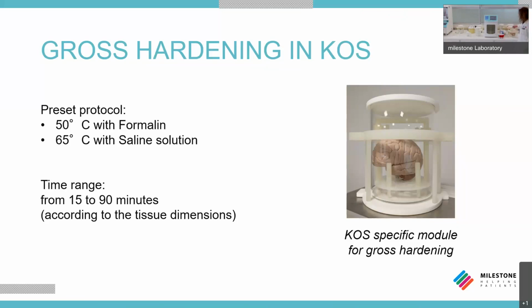In the slide, you can see the picture of the specific module that we use for gross hardening application. And also here with me, in my hand, you can see the module to perform the gross hardening. As you can see, the tissue is put in this kind of module, and always on the bottom side of the rack, we have the magnetic stirrer. This is fundamental to maintain the homogeneity of temperature during the run from the bottom side to the upper side.